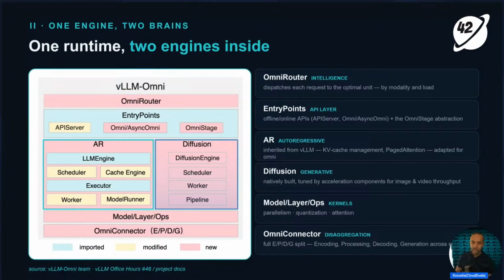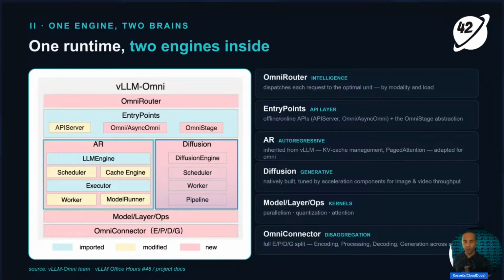Right, and then you got the entry point. We just talked about the API layer. We got the offline API represented by Omni class, and online serving represented by async Omni class, all sitting under the same abstraction. And then you have the Omni stage. It's a sort of stage orchestrator. So anything related to the stages is managed by the Omni stage.